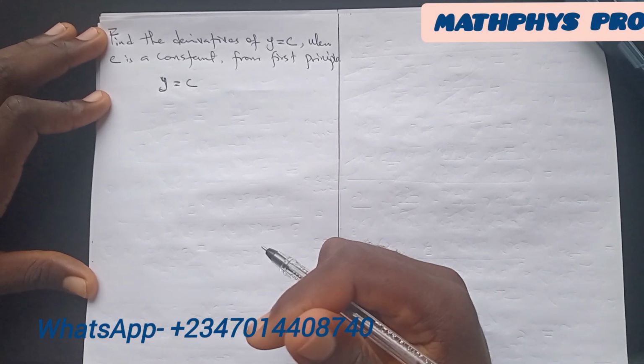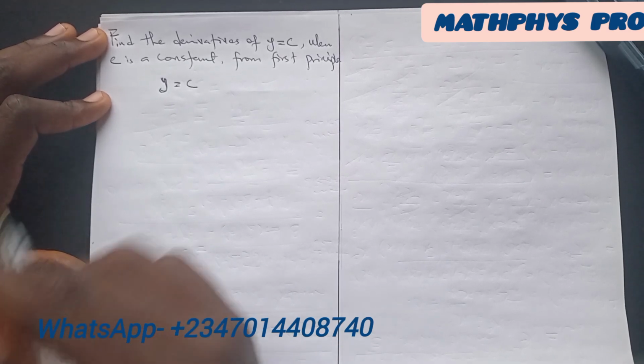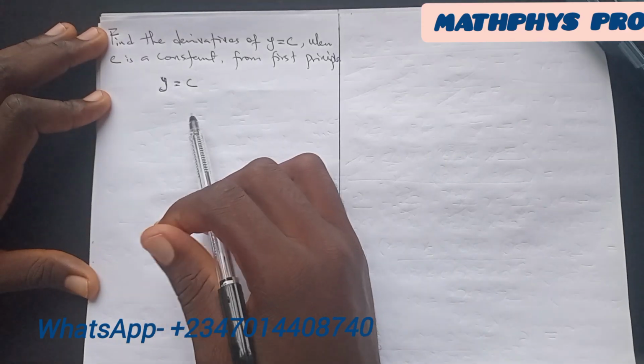So today we'll be looking at finding derivatives from first principle, how to use first principle to derive the general formula for solving differentiation. But first of all, we'll be looking at how to find the derivative of a constant. So the first question says, find the derivative of y equals c, where c is a constant, from first principle. So you see that y is equal to c.